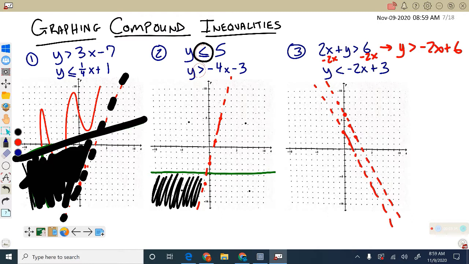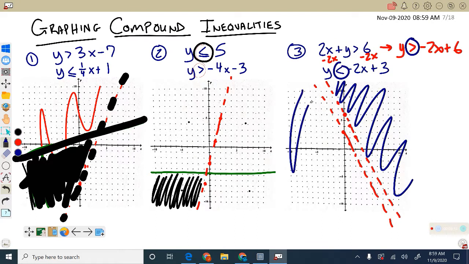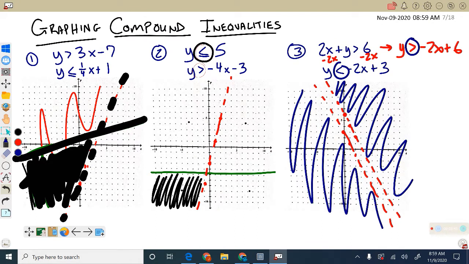Because this first inequality said to shade above, I want to be shading above that first inequality, but also below this second inequality. I have to look for overlap. There is no overlap. There is no solution to this problem. No solution whatsoever, because there is nothing that you can plug into those inequalities that will guarantee you that you are satisfying both of those rules. So if you don't get any overlap, that is what your problem solution is going to be.